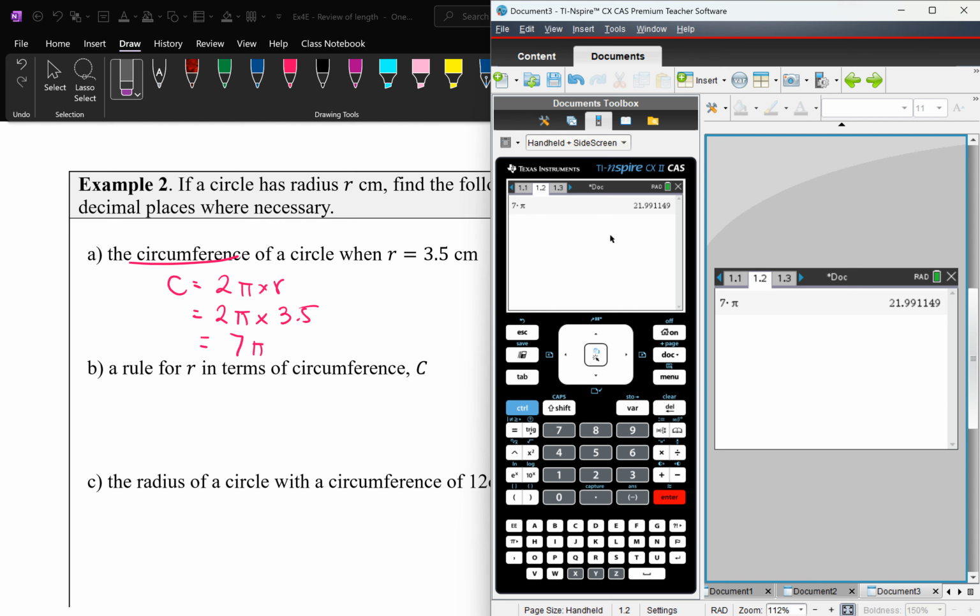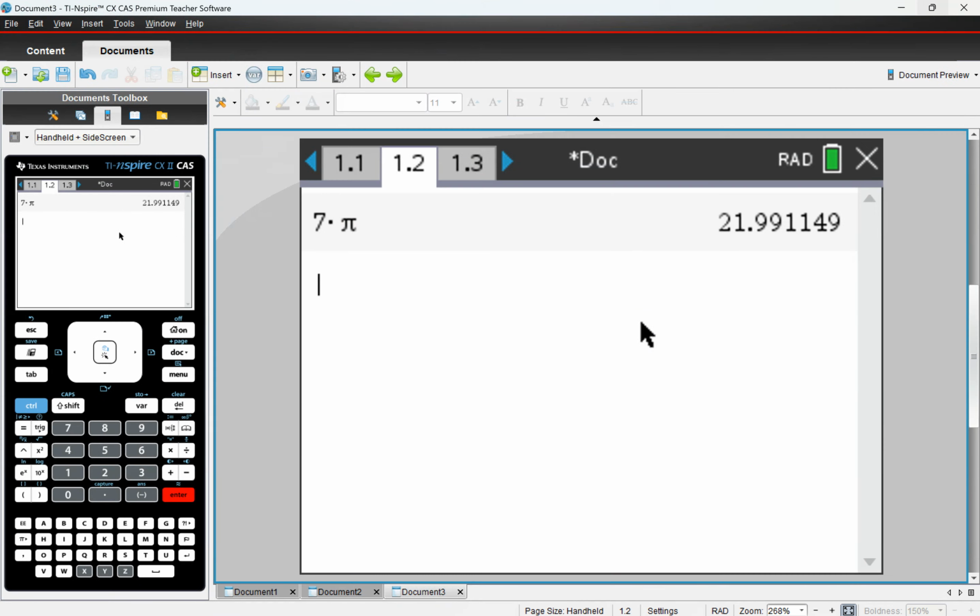What does it say? I'll zoom in. Is that big enough? Yeah. All right. Round that to 2 decimal places. What would the answer be? 21.99. Beautiful. So we take 2 decimal places.